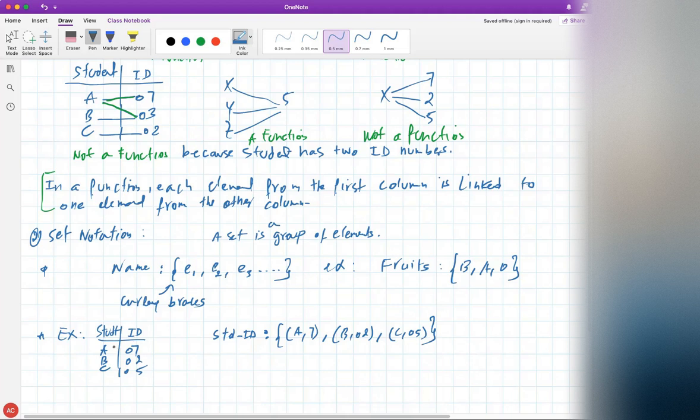This is just another way of writing the table. Instead of columns and rows, we use set notation. Name, colon, and all the pairs. Pretty simple.